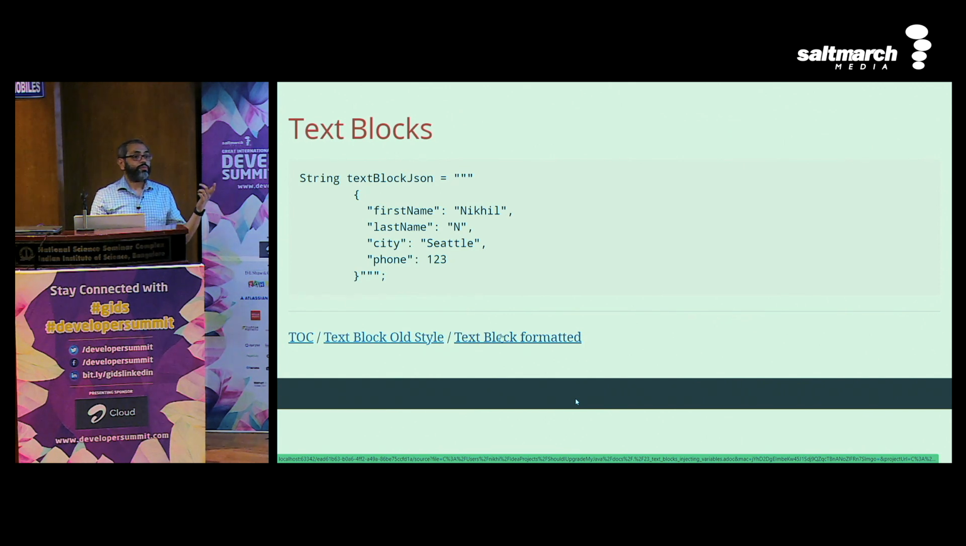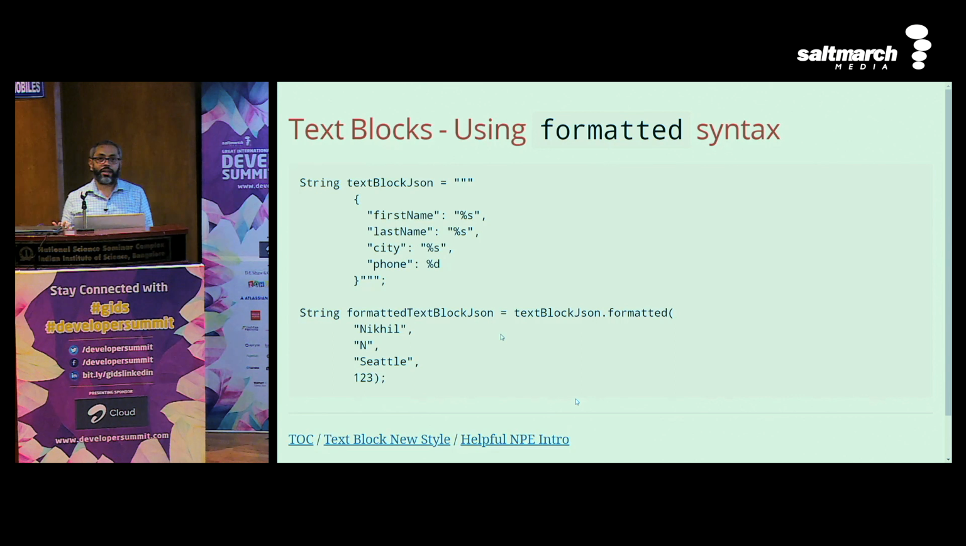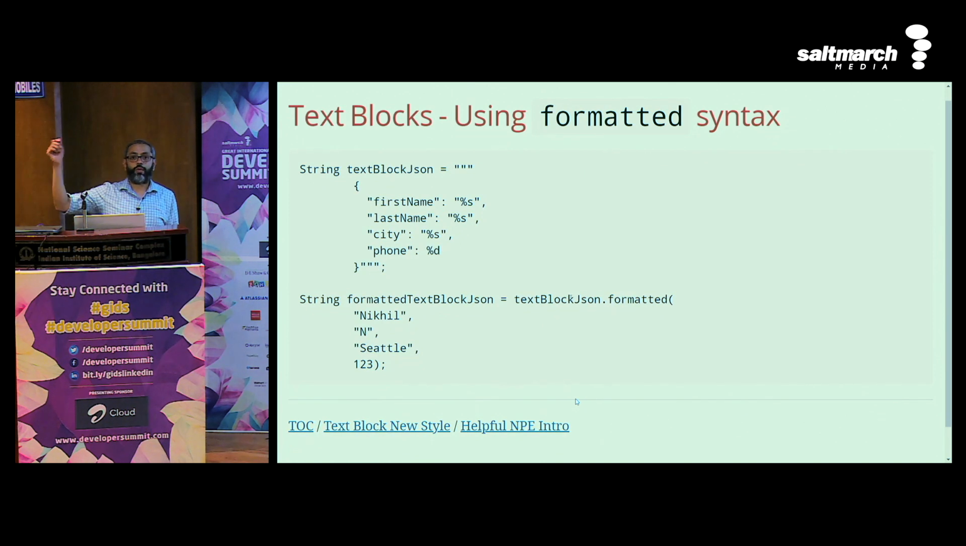Then someone will ask, but this is when you know the actual values, like I know Nikhil. What if it's variables? In that case, you can use the formatted syntax where you have placeholders, the %s's and the %d's, and then you just say your text block dot formatted, because String got a new method, and that helps you do the same thing where the Nikhil and Seattle 1, 2, 3 will be substituted at the appropriate places. Okay, does that make sense? Any questions on this?